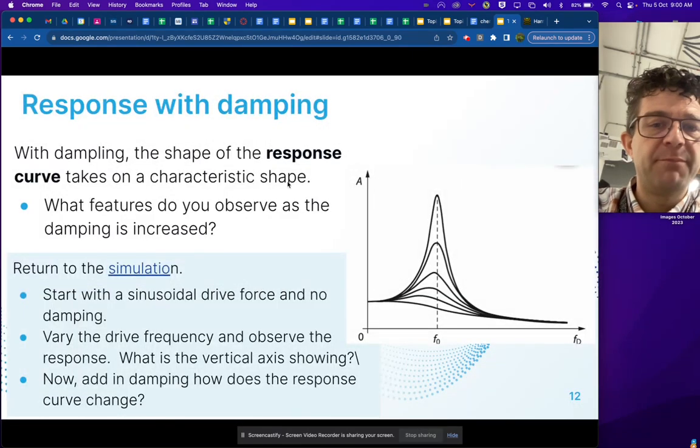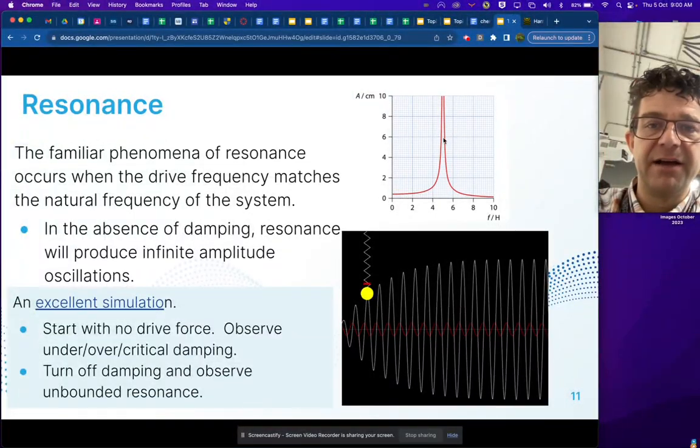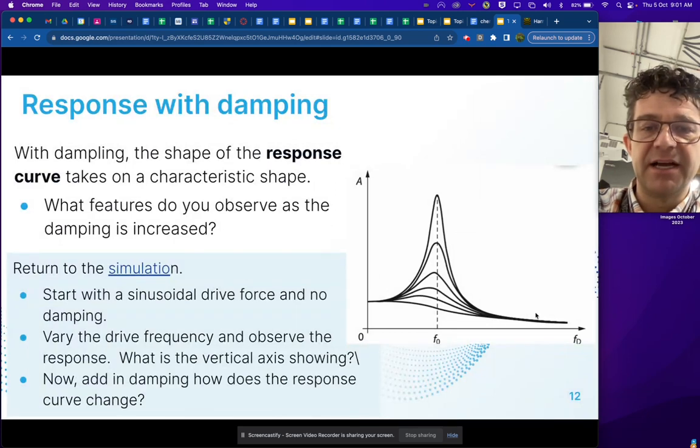When we add damping in, the shape no longer has this unbounded pole, but instead it takes on a peaked shape where there's a maximum resonance frequency. And this is known as a response curve. Same thing, we have the frequency and the amplitude, and identifying the resonance frequency here, or the natural frequency, changes as we add more damping.